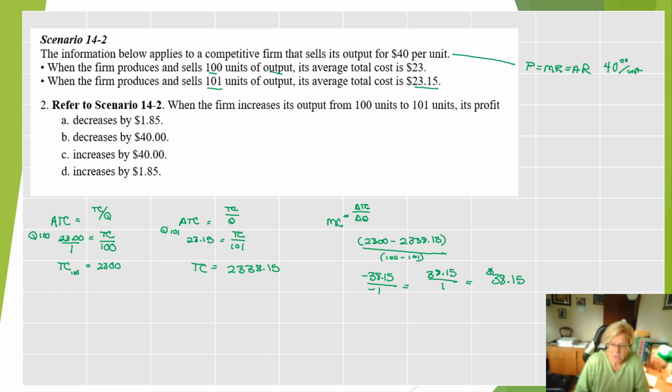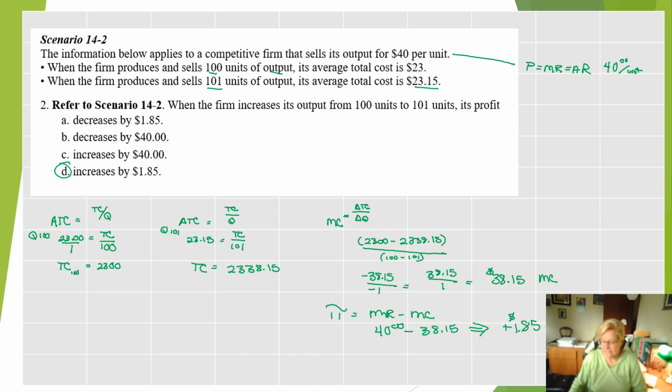That's going to be our marginal cost. To get our profitability, we're going to take our marginal revenue minus marginal cost. So our marginal revenue is $40. Our marginal cost is $38.15. So the change in profitability, it was an increase because marginal revenue is greater. So it's an increase of $1.85. So the correct answer here would be D.